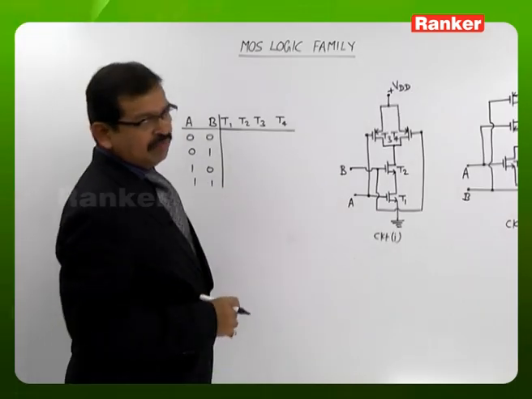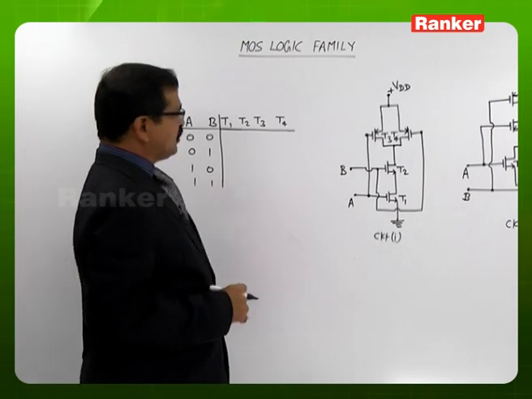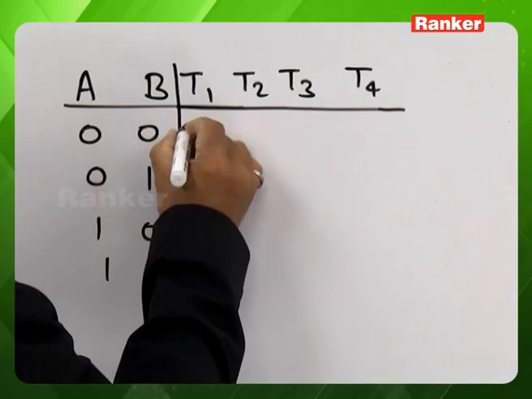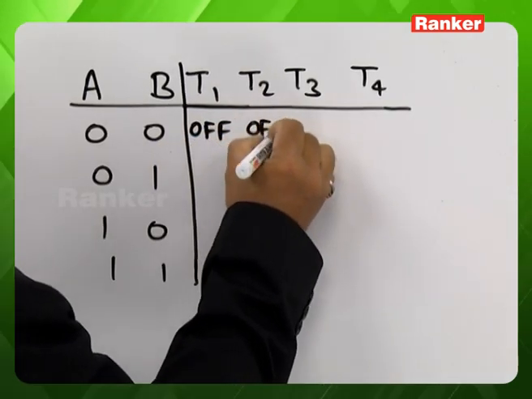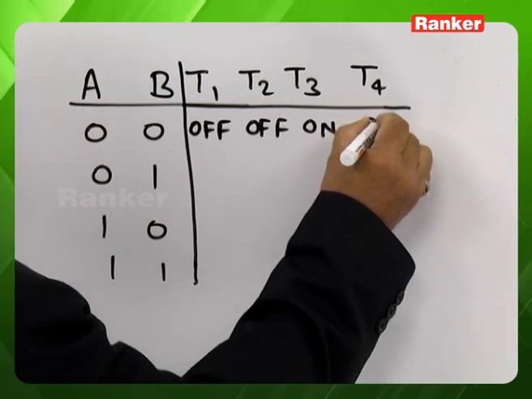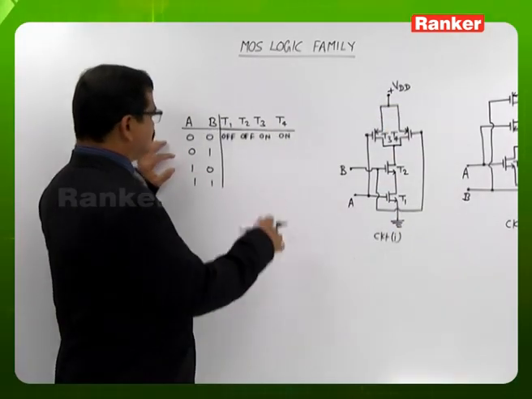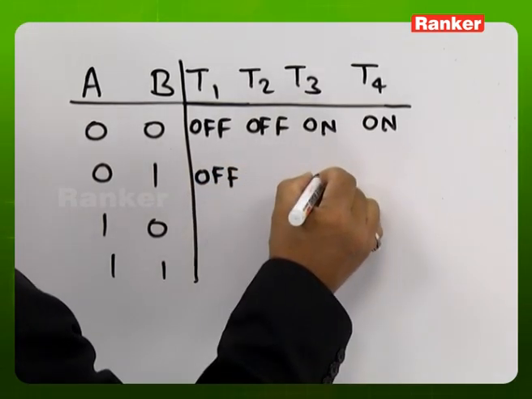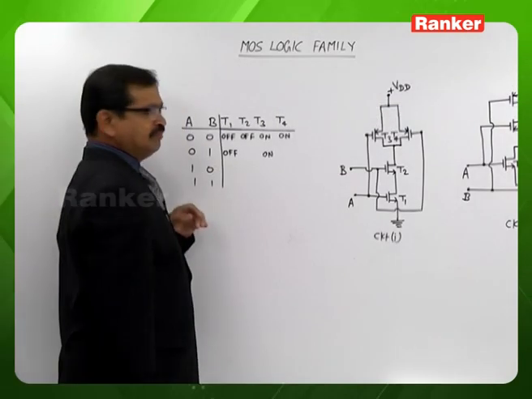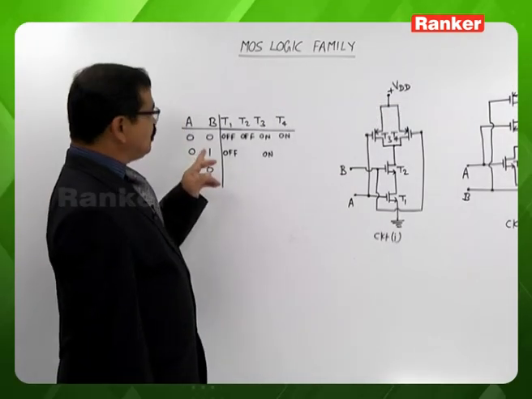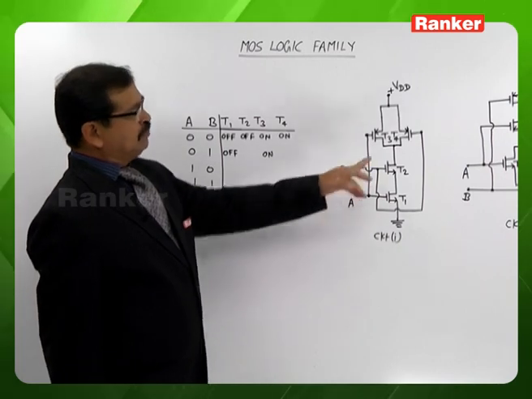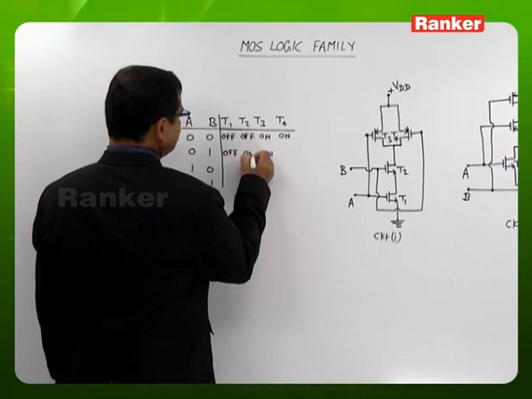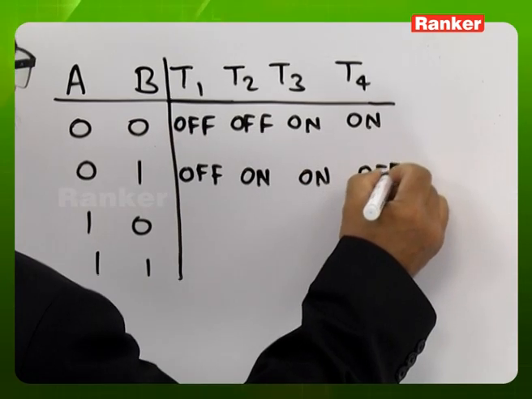If A and B both are zeros, N-channel MOSFETs will be in the off state in both the circuits, and P-channel MOSFETs will be in the on state. A is the input to T1, so the T1 transistor will be off, so that T3 will be on. And whenever B is 1, that is the gate potential to T2, T2 will be on, hence T4 will be off.